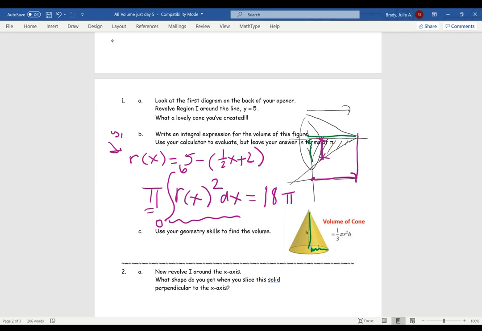Okay, so we'll just use the formula from geometry. 1/3 times pi. Our radius this was 5, and then this was 2. So this was at 5, this was at 2, so that radius is 3. We're going to square it, and we're going to times it by the height, but it's on the diagonal, so that height is 6. So we've got 1/3 times 9 times 6 times pi, which is 18 pi. Yay!